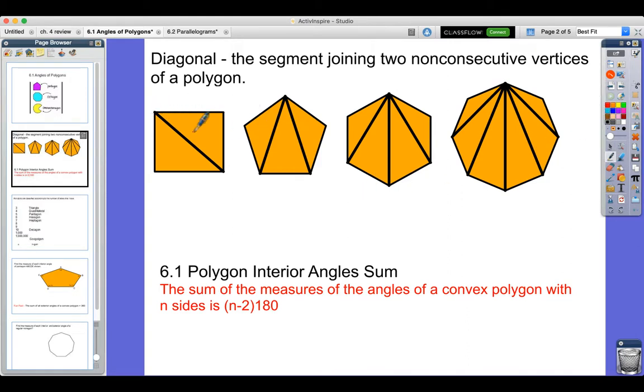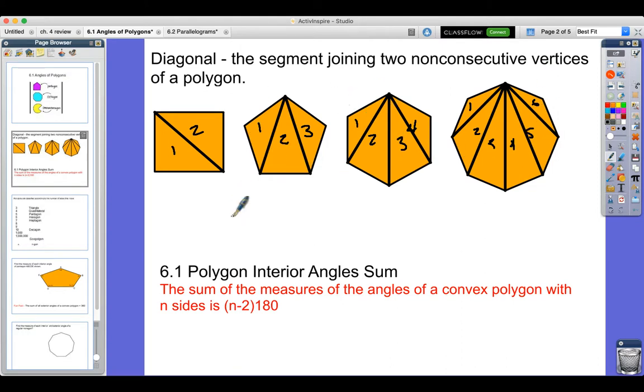In a square or a quadrilateral, there's 2. Pentagon, 3. Hexagon. This is an octagon, 1, 2, 3, 4, 5, 6. As you add one more side, you're able to get another triangle out of them.